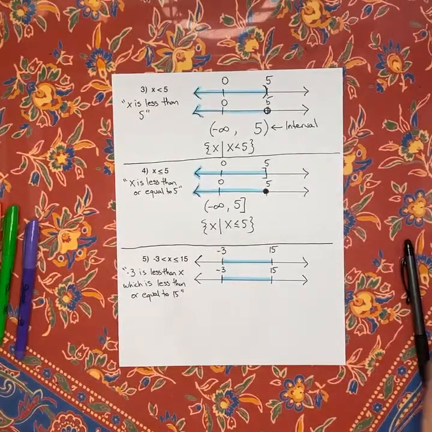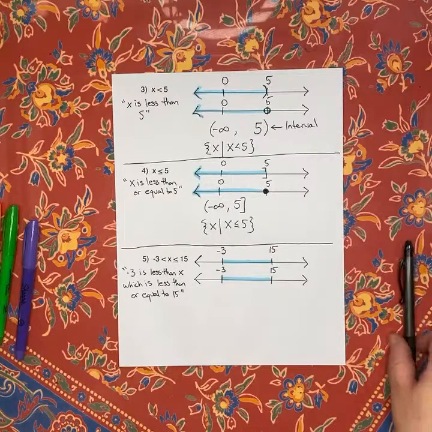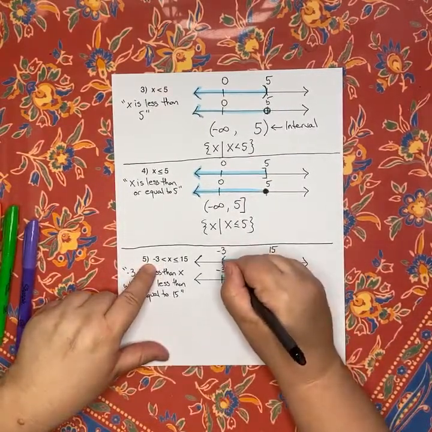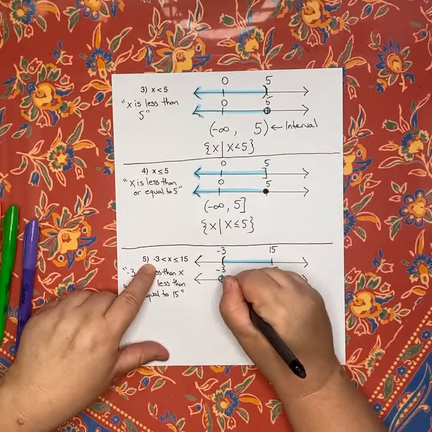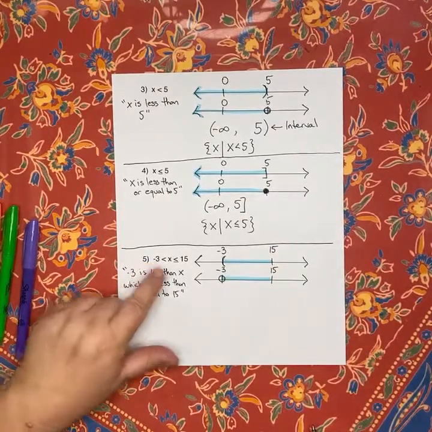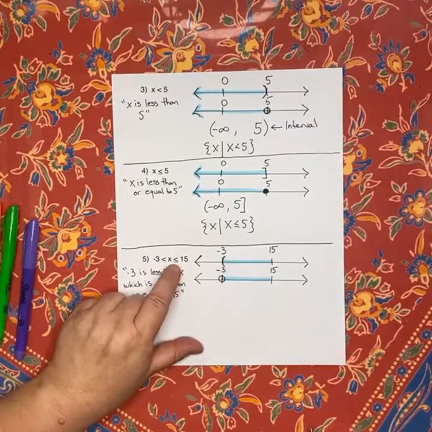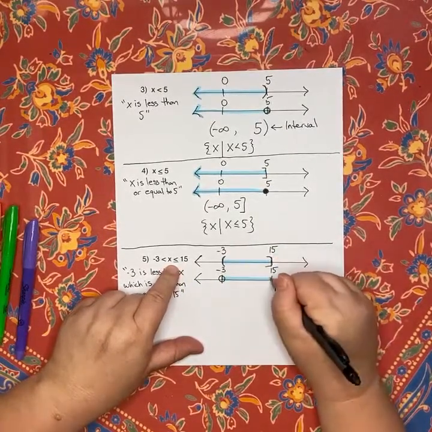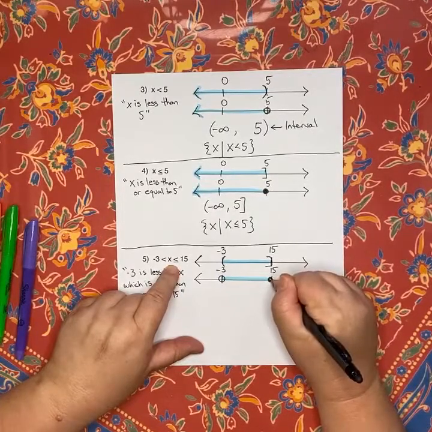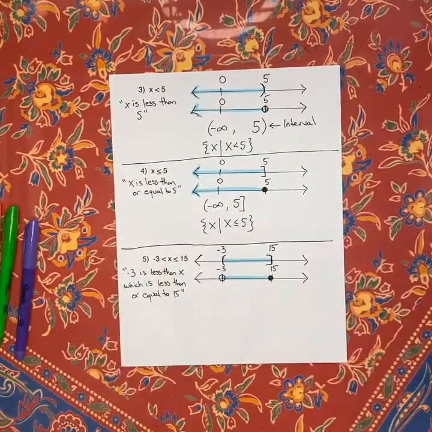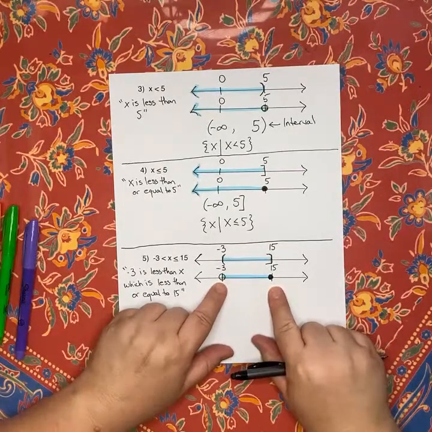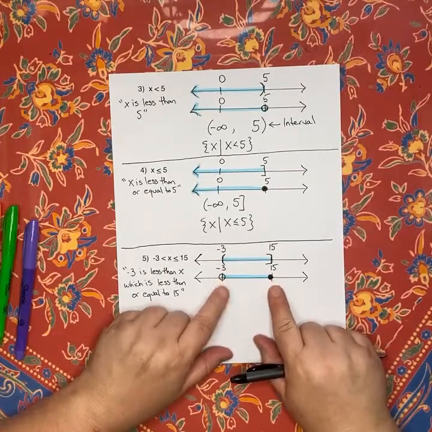Now, the next question is, what symbols do we put on the -3 and the 15? So is -3 included? No, it is not. So we're going to put in a parenthesis or an open circle. Okay, is 15 included? Yes. See that equal sign? That means that 15 gets a bracket or a closed circle. What do you think? Sometimes people call this a half open or a half closed interval, depending on your perspective.